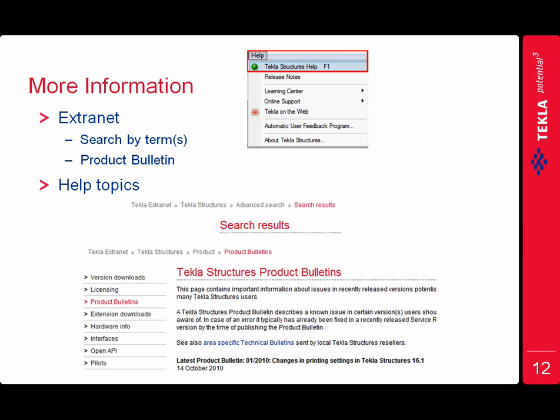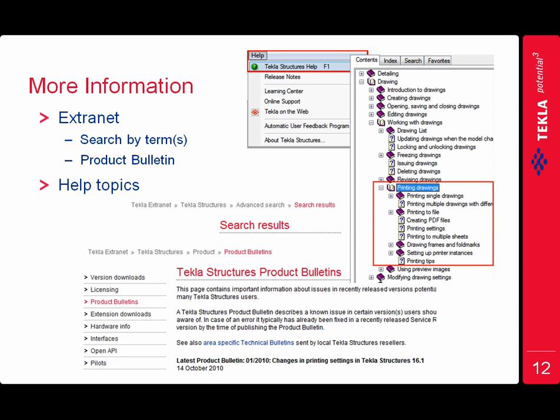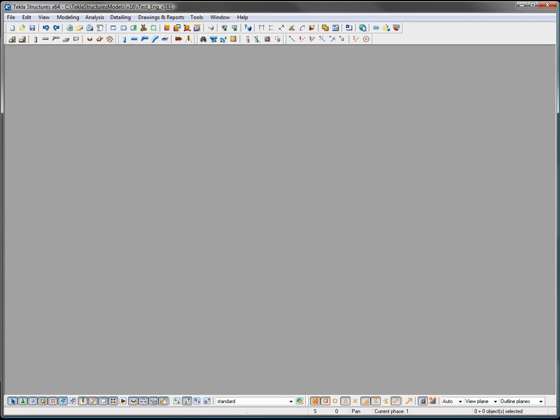Also, there's help topics in the online help, so Tekla Structures from the help menu, so Tekla Structures help, or the F1 key from the print dialog should open your help, and then there's a subcategory under working with drawings called printing drawings, and then several subcategories underneath that, or subtopics.